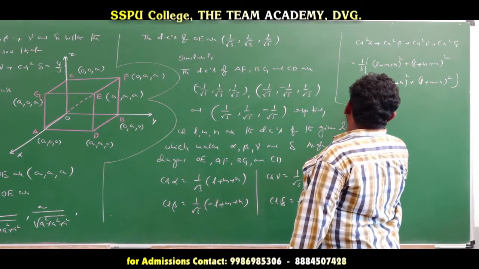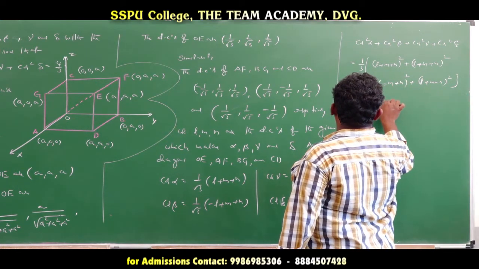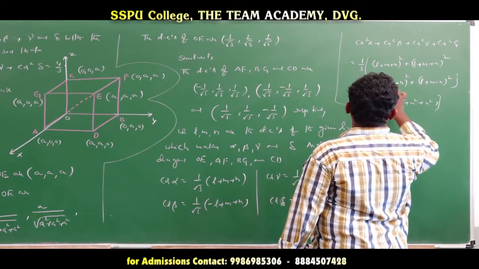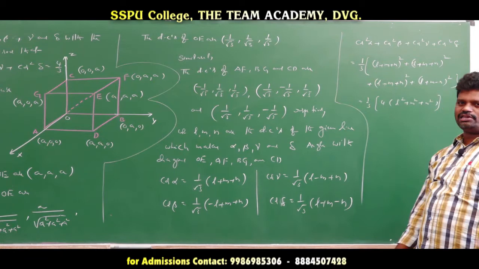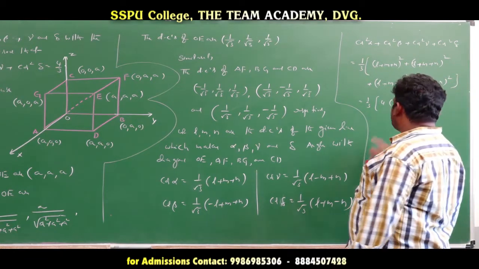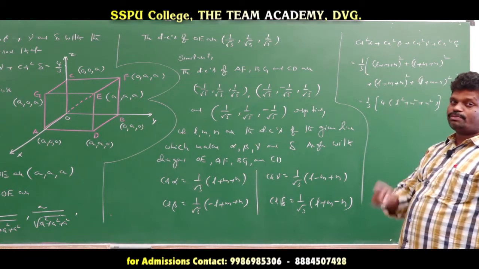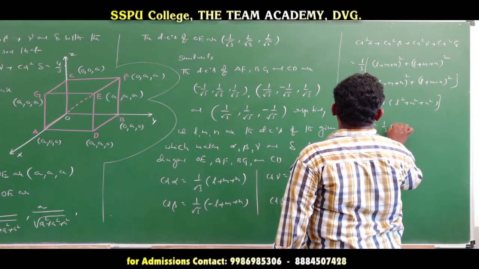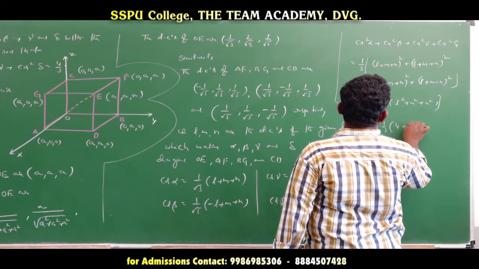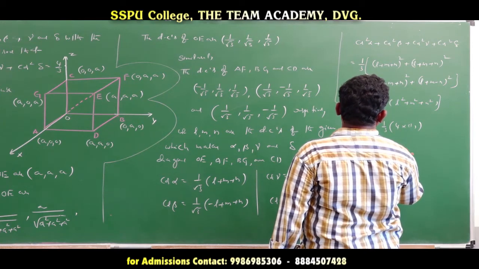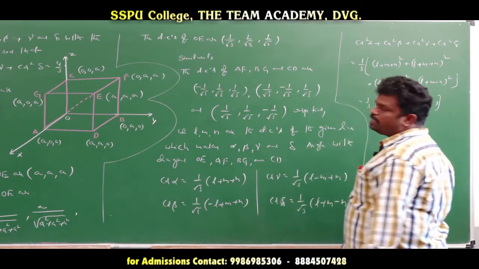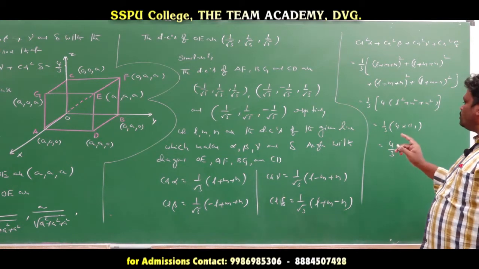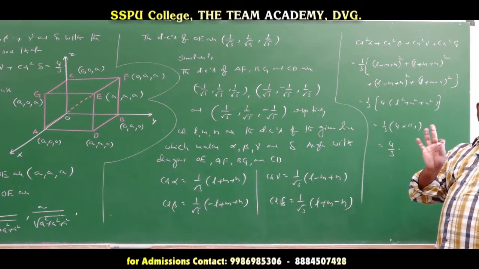Now finally we simplify these values. If you expand these total squares and cancel, you get 4 into l square plus m square plus n square. Already we know the relation l square plus m square plus n square is equal to 1, the sum of the squares of direction cosines. So 4 into 1 is finally 4 by 3. That is, cos square alpha plus cos square beta plus cos square gamma plus cos square delta is equal to 4 by 3.